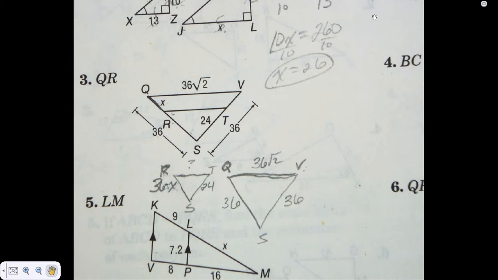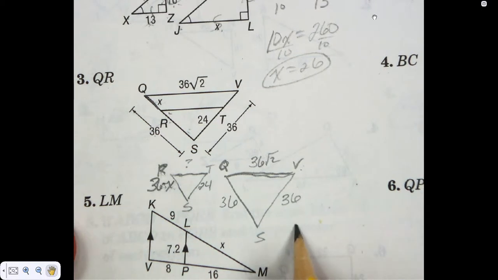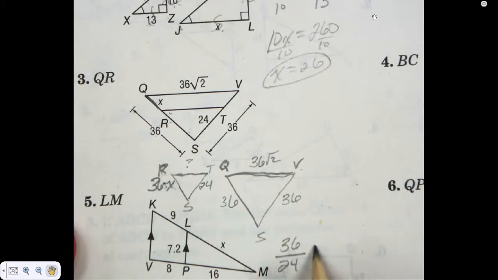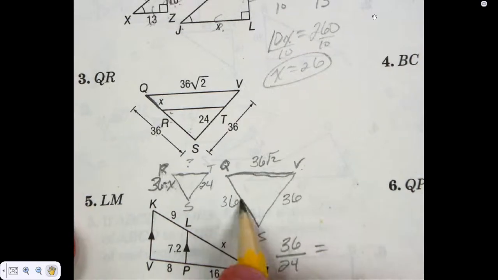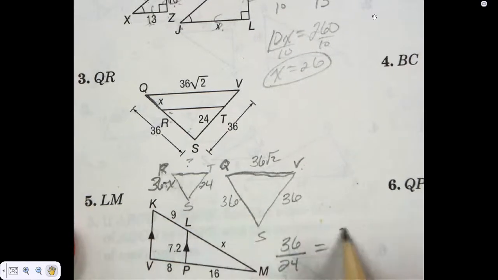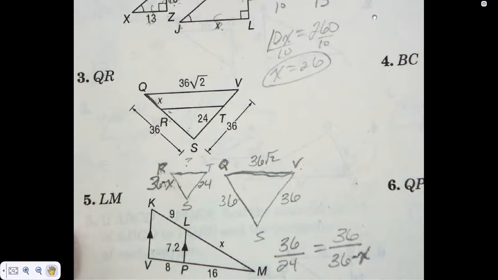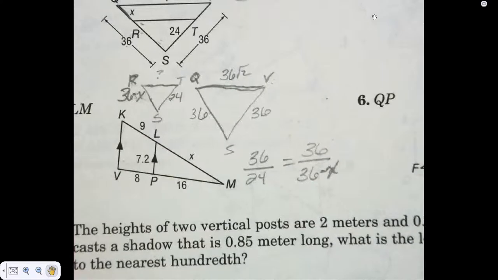Tell me what proportion I could write. Side angle side. What would my proportion be? 36 over 24 equals X over... Nope. This one corresponds to that one, right? So 36 over 36 minus X. Okay? Everybody see how I got that?